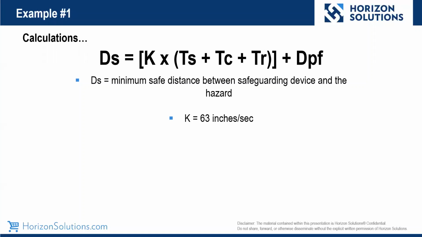Now we'll take all this data and we'll go back to our calculation. We know that K is 63 inches per second, as it is a defined standard. TS, or the stop time of our output, is 50 milliseconds, as it takes 50 milliseconds for our contactor to open up. The control time, here just the relay, is 40 milliseconds to react. And our SensaGuard door switch has a 54 millisecond input reaction time. Since we're using a SensaGuard door switch, the depth of penetration factor is 0, given that the door has to be swung outward away from the hazard in order to access the hazard.